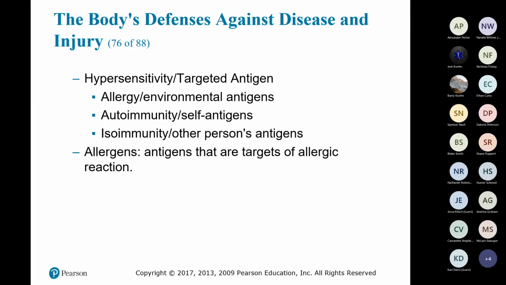So we have a hypersensitivity towards a targeted antigen, so an allergic reaction, right? This can be allergies due to environmental antigens such as pollen, such as hay. It could be autoimmunity, such as self-antigens, maybe something within your body itself that the body's trying to attack. Or it could be isoimmunity, which is somebody else's antigens that essentially you've breathed in or something of the sort. Remember, an allergen is something that targets a specific allergic reaction. It has a specific destination.